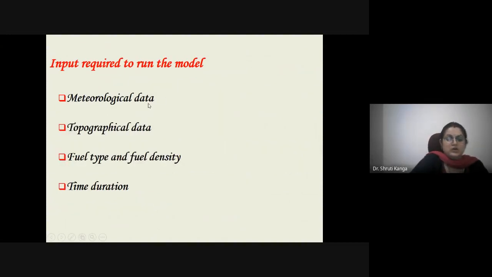I have already discussed the complete methodology, where we have different parameters related to meteorology. In meteorology, we have taken the temperature, rainfall, humidity, cloud cover, and the wind speed and direction. In case of topography, we have taken slope, aspect, elevation, hill shade, and view shade. In case of fuel type and density map, we have taken both fuel type and density for the complete Shimla district. The time duration was also taken into consideration.